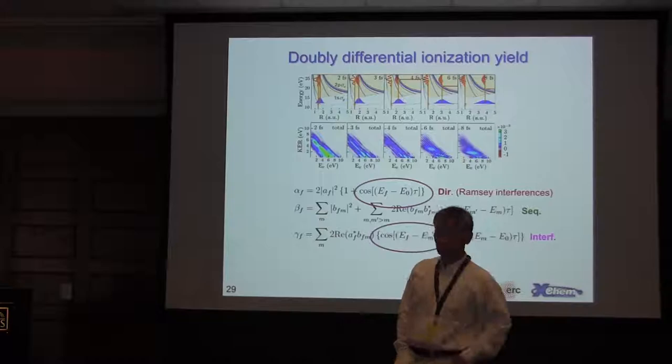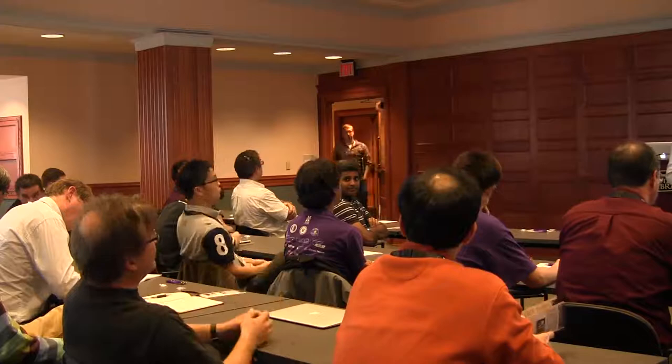I like your idea of subtracting the not so interesting stuff, so to speak. But this works, of course, very well in theory, I mean, for a theoretically generated spectrum. My question is, what's your expectation? How well would it work with respect to the experimental spectrum?